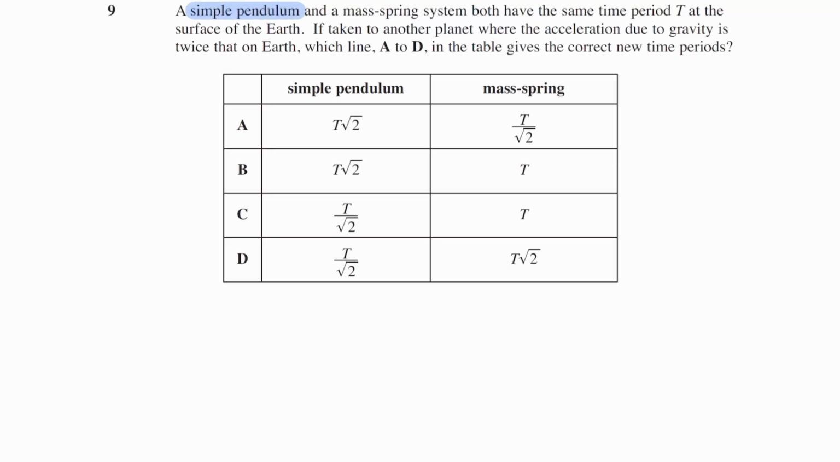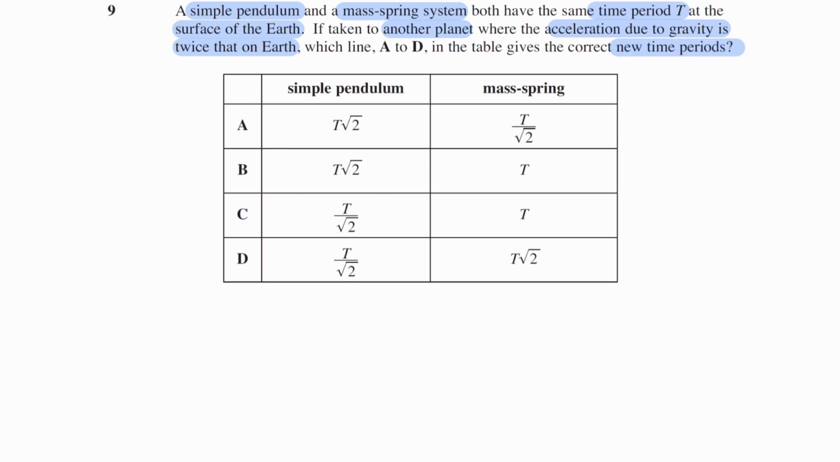A simple pendulum and a mass spring system both have the same time period T at the surface of the Earth. If taken to another planet, where the acceleration due to gravity is twice that on Earth, which line A to D in the table gives the correct new time periods?